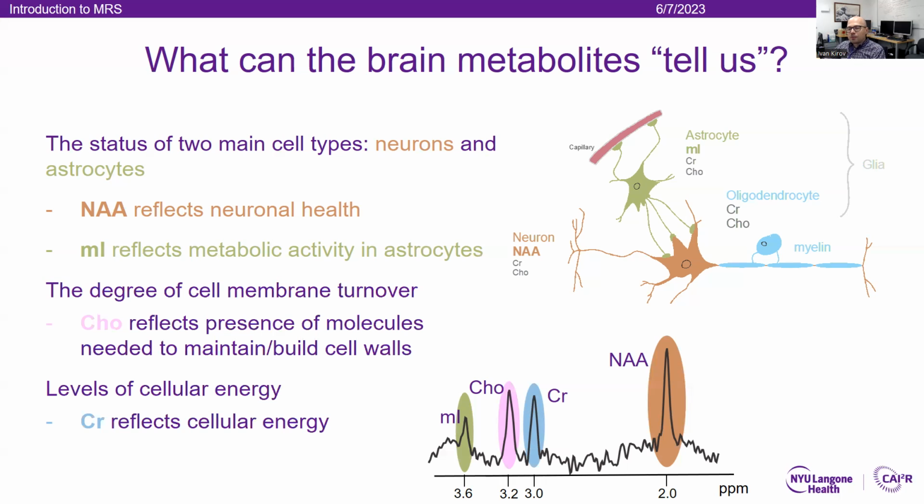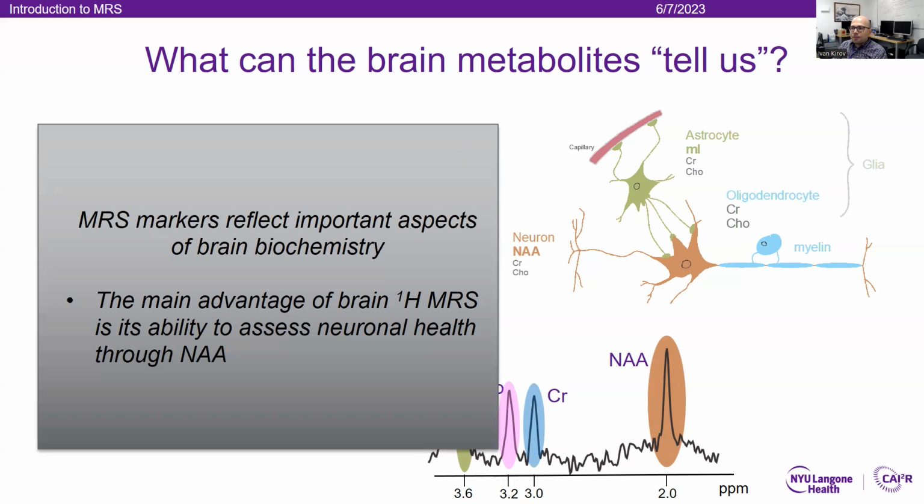The choline peak reflects the degree of cell membrane turnover. It reflects the presence of molecules that are needed to maintain and build cell walls. While creatine reflects cellular energy, because phosphocreatine, which is part of this peak, is a main energy source for the brain. So in sum, important aspects of brain biochemistry are reflected by these 4 markers, and the most major one of which is neuronal health, which can be inferred by looking at NAA.